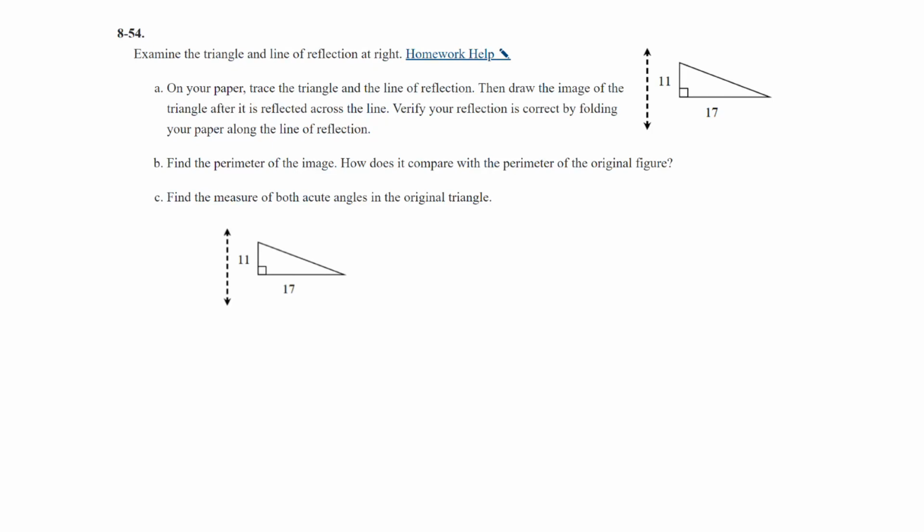Question 54, examine the triangle and the line of reflection at the right. On your paper, trace the triangle and the line of reflection. Then draw the image of the triangle after it is reflected across the line. Verify your reflection is correct by folding your paper along the line of reflection.